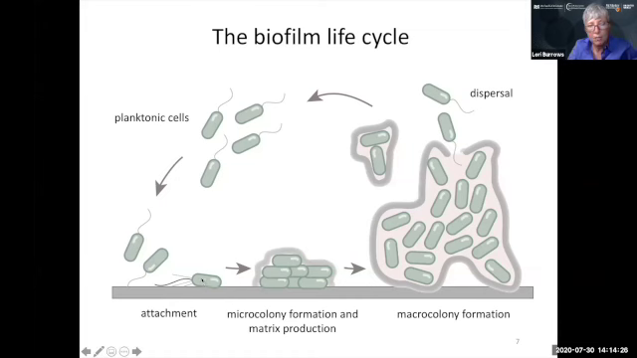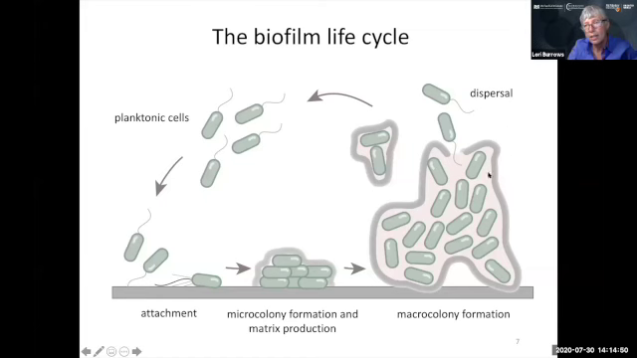The next step, once they attach, is that they form what are called microcolonies, little clusters of bacteria, and they start to produce this matrix that starts to surround the colony. Eventually this will get bigger and bigger until you have a macrocolony. This can be quite thick. It can be several micrometers, up to hundreds of micrometers thick, depending on how long you leave this.